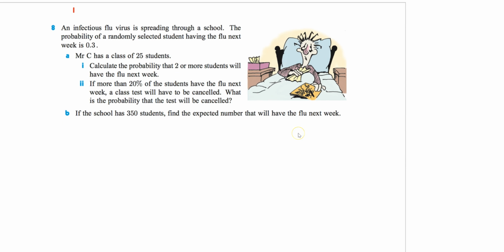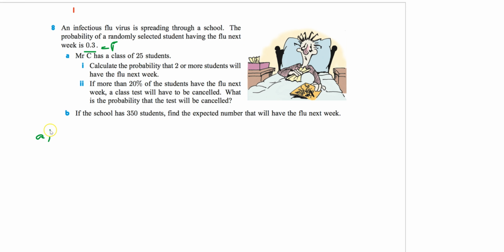Okay, last few examples, then we get out of here. An infectious flu virus is spreading through a school. The probability that a randomly selected student has the flu next week is 0.3. So my guess is p is going to be 0.3. Mr. C has a class of 25 students. Calculate the probability that 2 or more students have the flu next week.